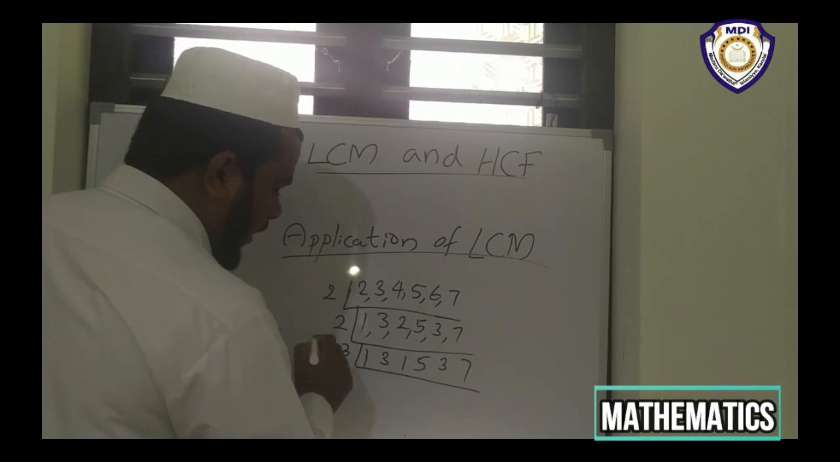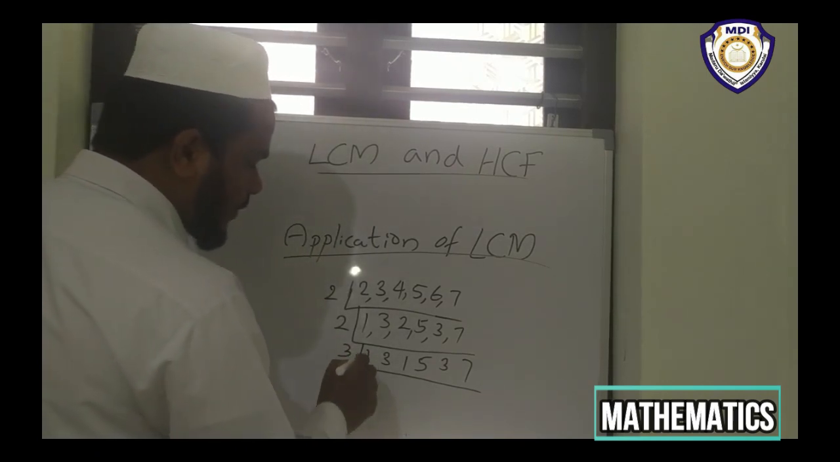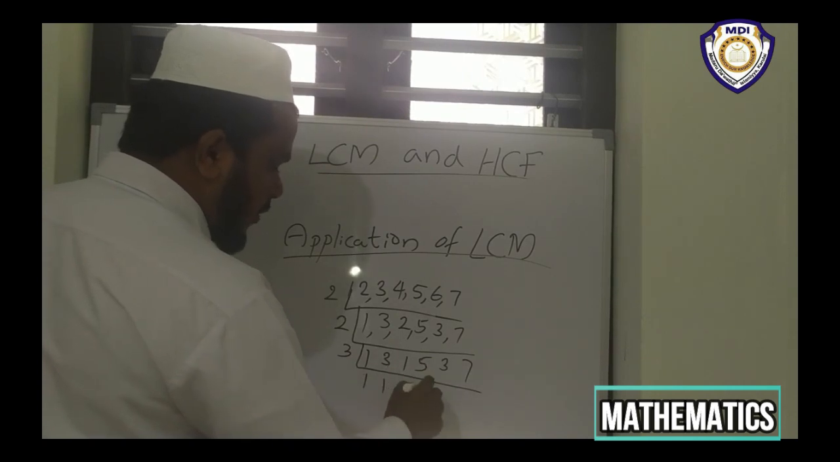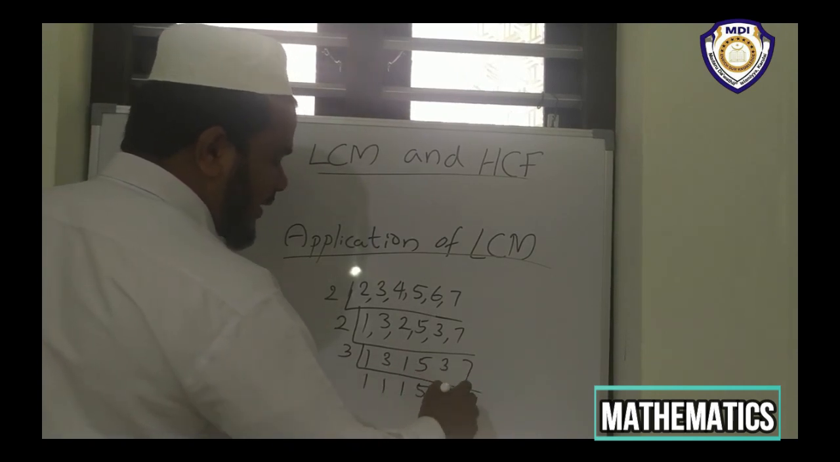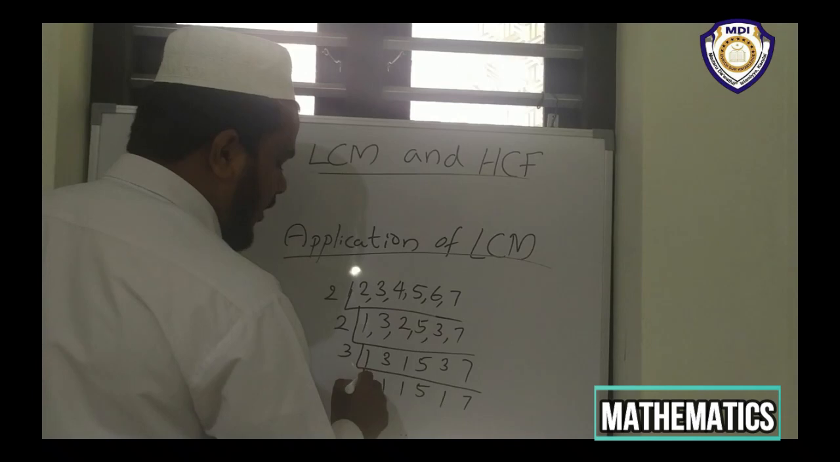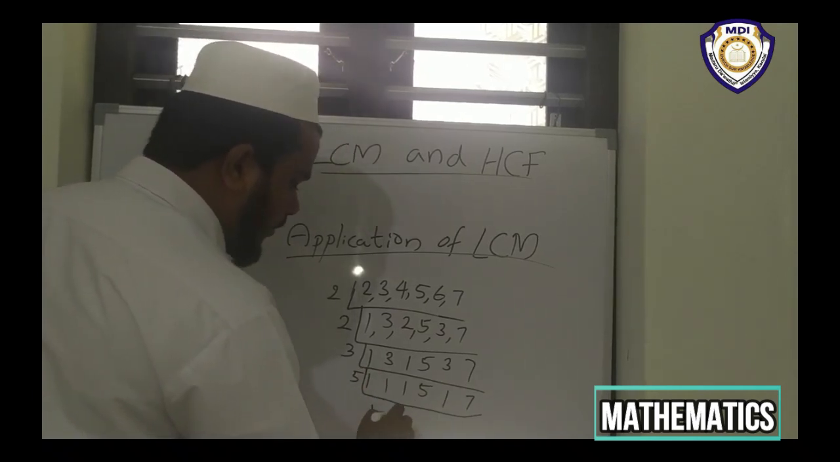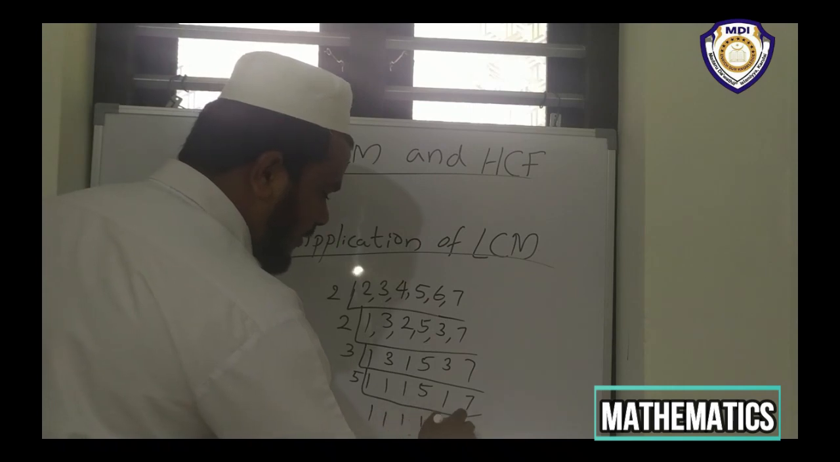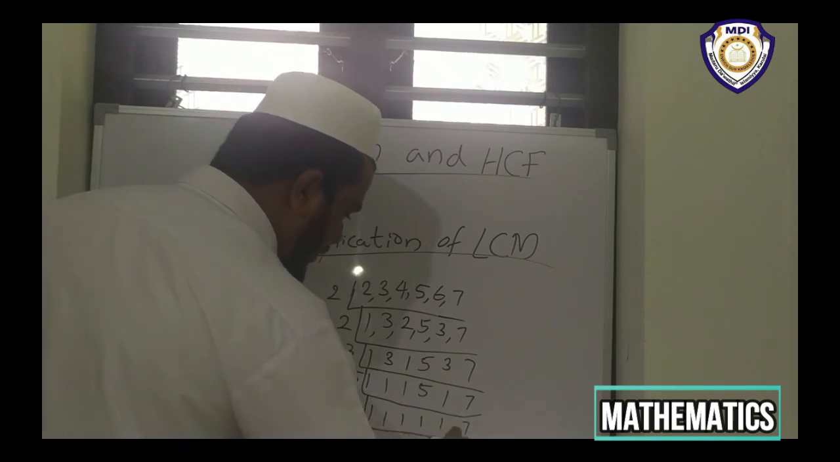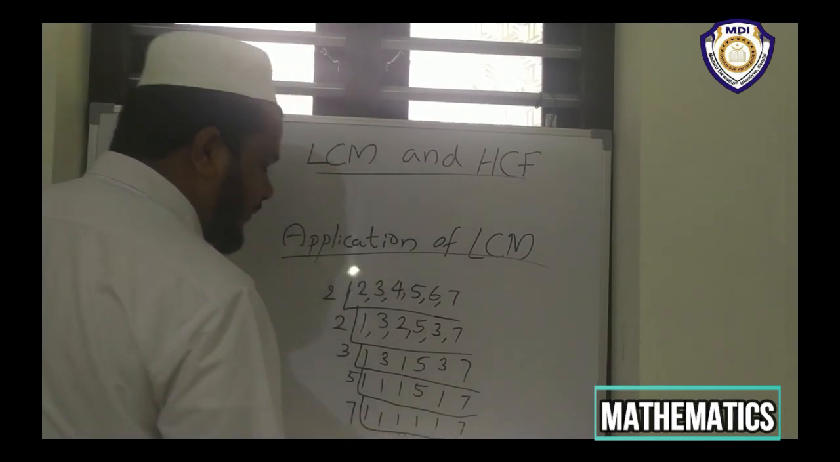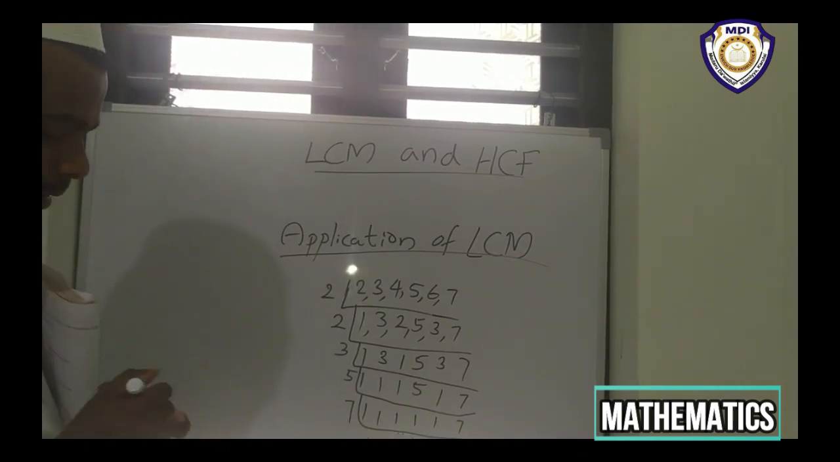Then we take 3. 1 stays, 3 becomes 1, 1, 5 no, 3 becomes 1, 7 no. Then we take 5, and at last we take 7. Then all become 1. Okay, very simple.